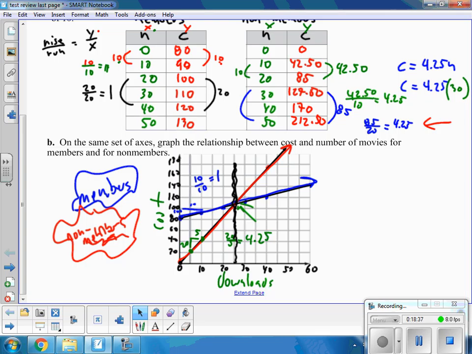Oh, a joke. What did the number 0 say to the number 8? Nice belt.